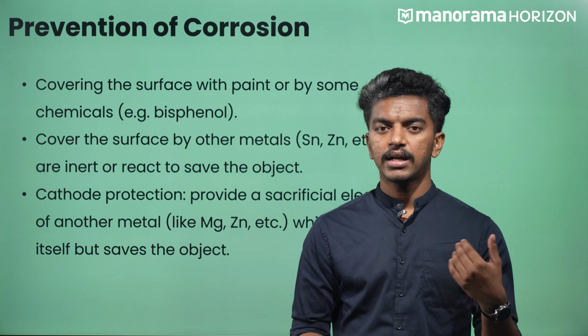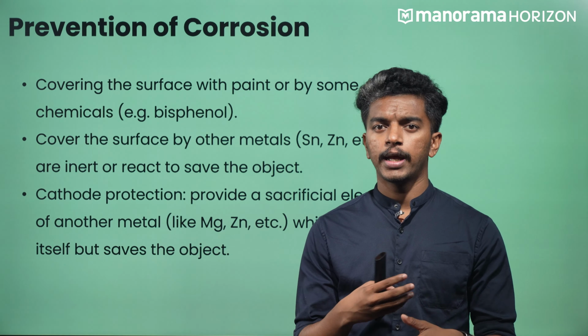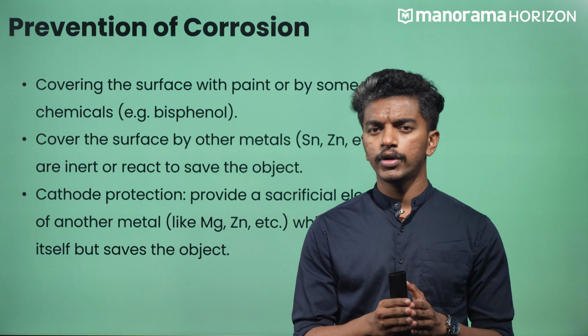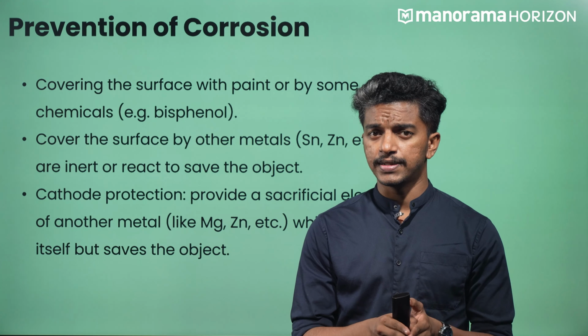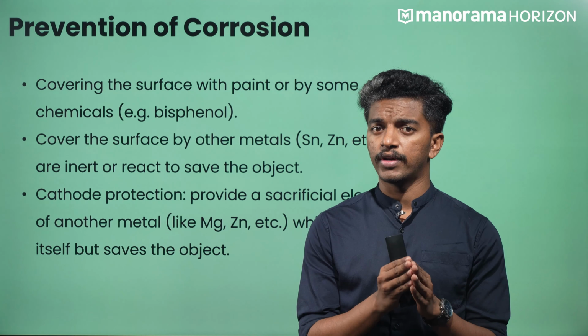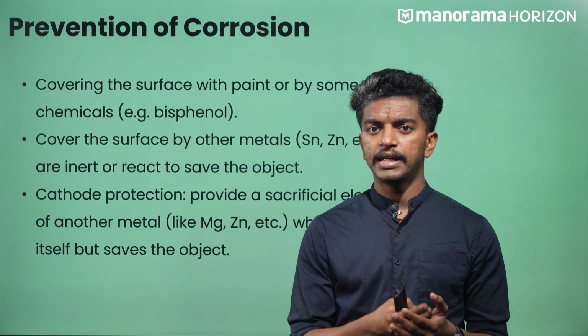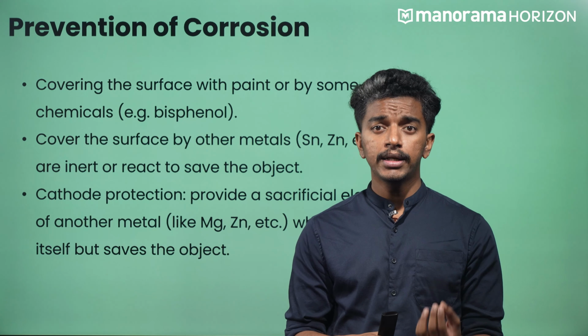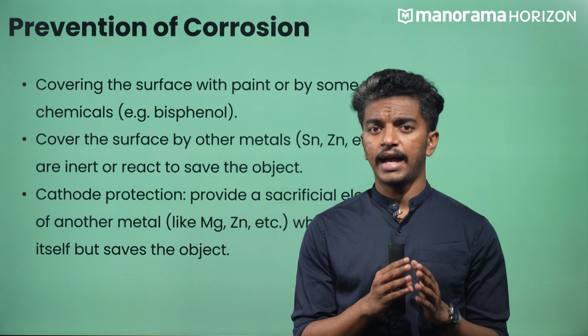Simply, one can cover the surface with paint or by some chemicals like bisphenol. However, due to the side effects like heart diseases, bisphenol is not used for covering the surface. Next is by plating the surface of the metal with other inert metals like tin, zinc, etc.